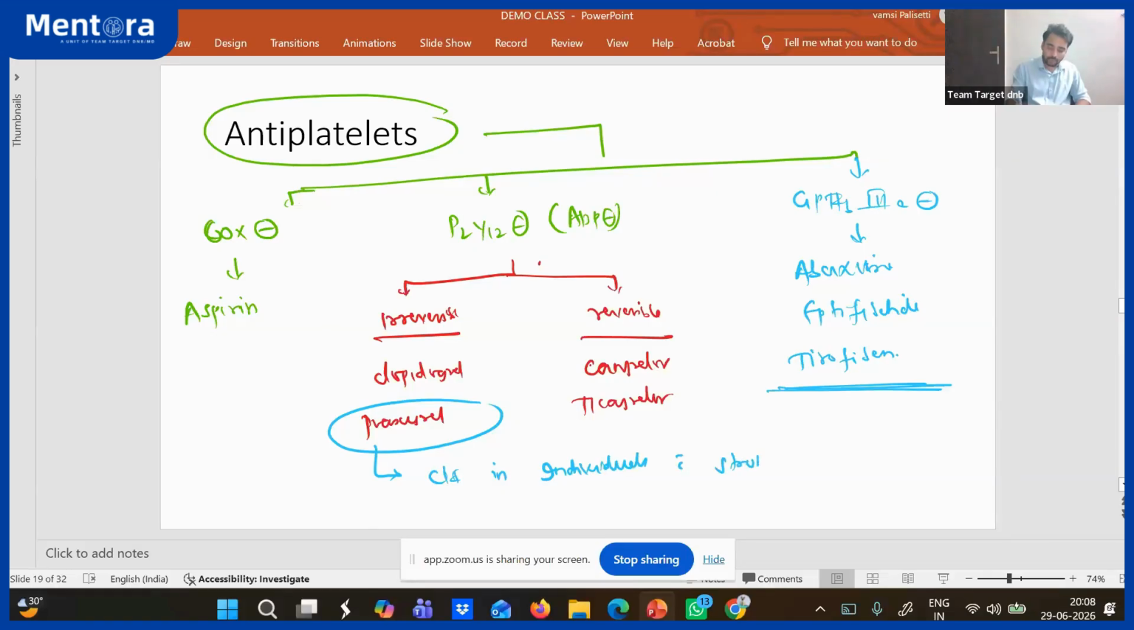Individuals with stroke or TIA. Why? Because prasugrel has more chance of hemorrhagic conversion, as it's an irreversible P2Y12 inhibitor. So that's why, if a patient has a stroke or a TIA, you are never giving prasugrel. That's the question they asked.